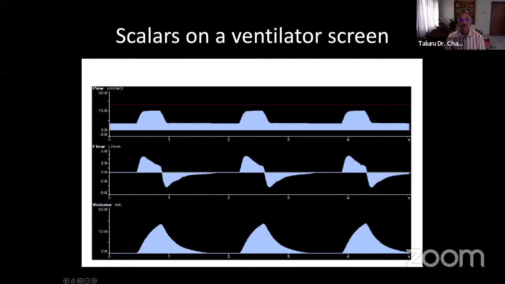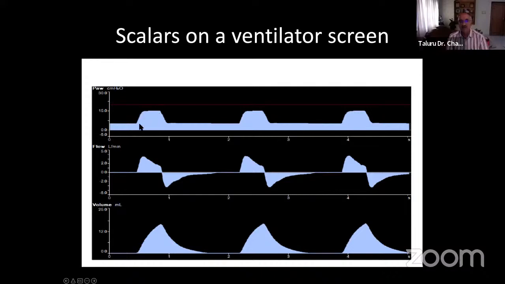It is not square. If you see, it is a decelerating flow. If it is square, it has to be square. It is a decelerating flow. This is a pressure versus time scalar. This is square, because once the pressure reaches 20 in a pressure support or a pressure control, till the time elapses, the pressure is maintained there.